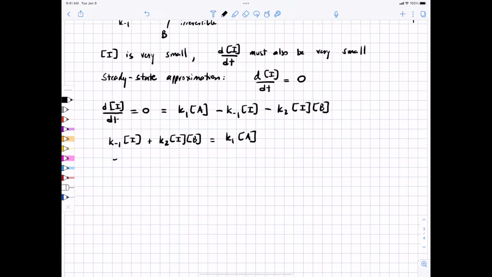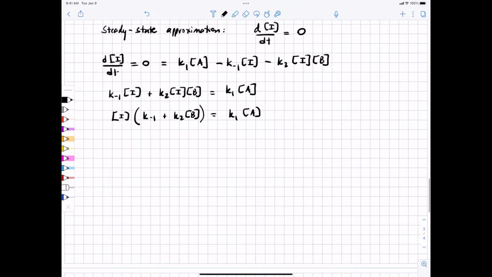Then I can factor out the concentration of I to give me the following quantity in parentheses. And then I've got an expression for the concentration of I that depends on rate constant k1 times concentration of A, and then in the denominator we have k-1 plus k2 times B. All right, that's simple enough.